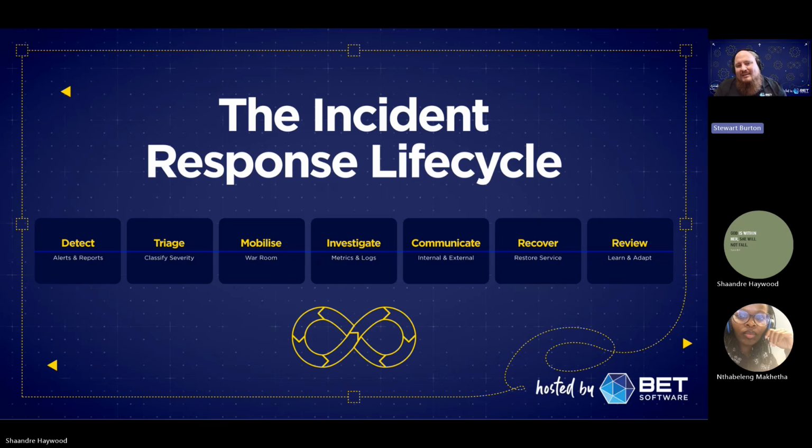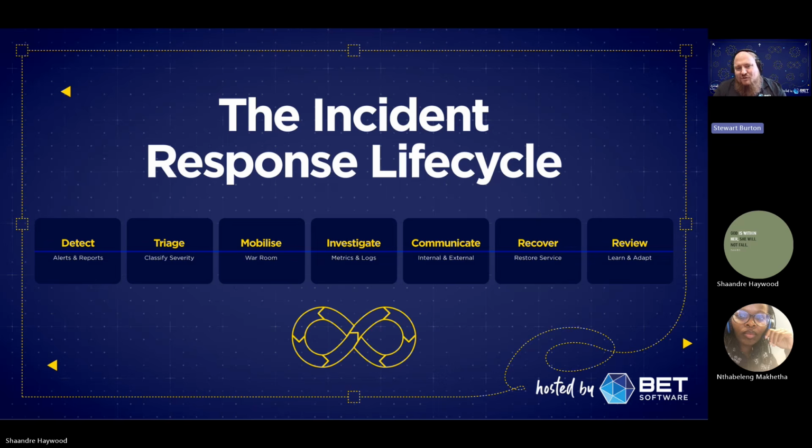So number 1, detect and declare. 2, triage and classify severity. 3, mobilize the team. 4 will be investigate and mitigate. After that comes communicate. There's recover and close. And then the last will be review and learn. So let's start with detect and declare.